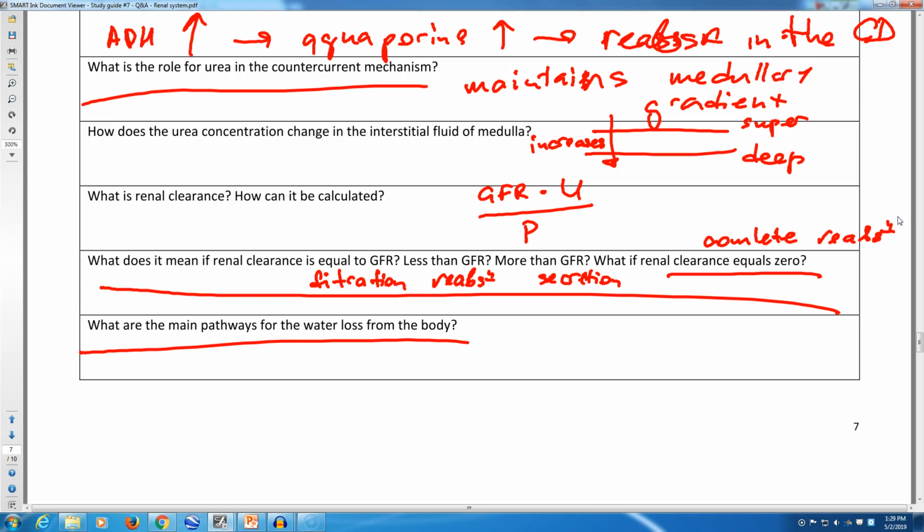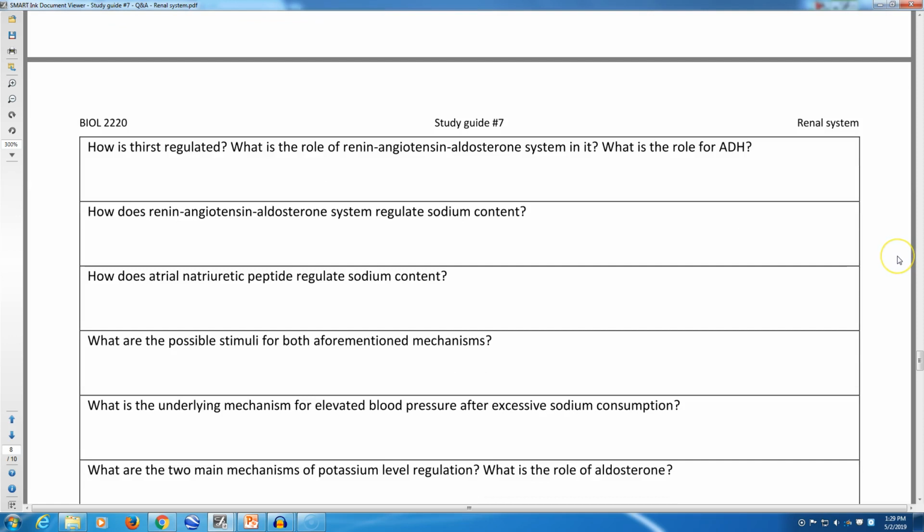Main pathways for water loss: urination, breathing, feces, perspiration. Thirst is regulated by angiotensin and ADH. Okay? ADH and angiotensin.